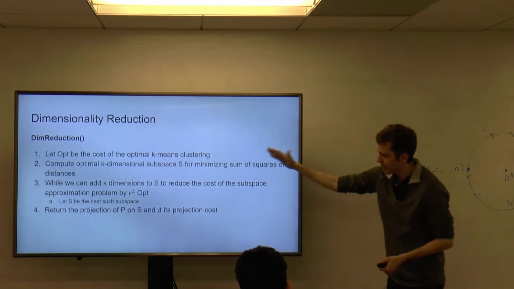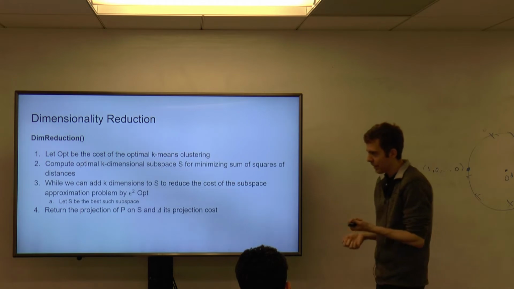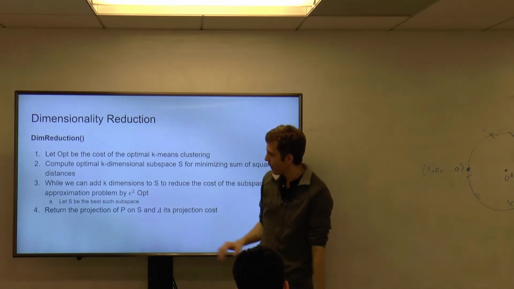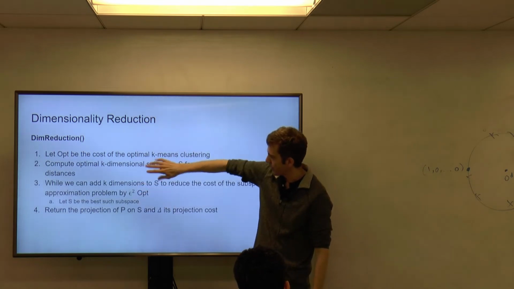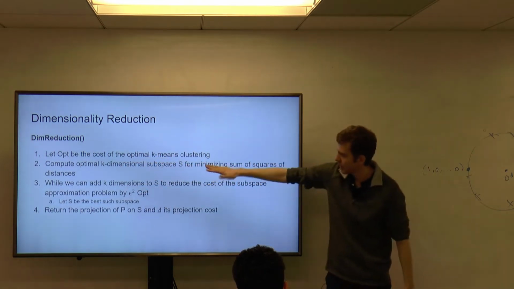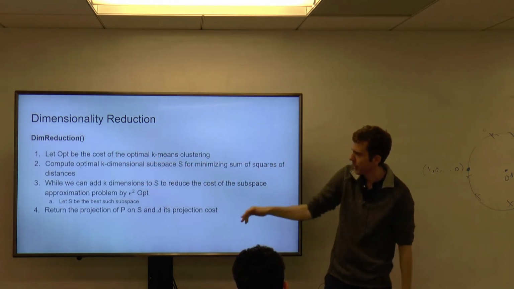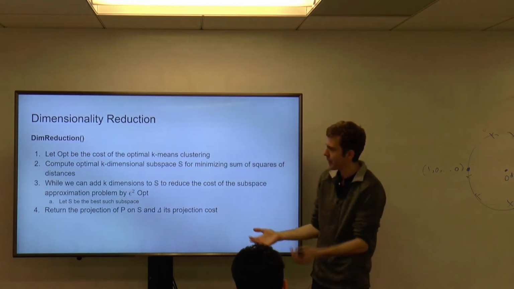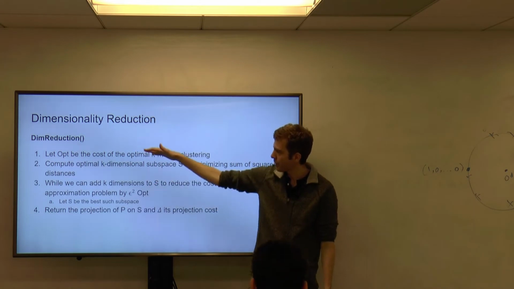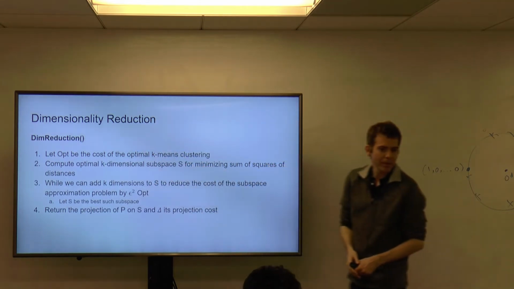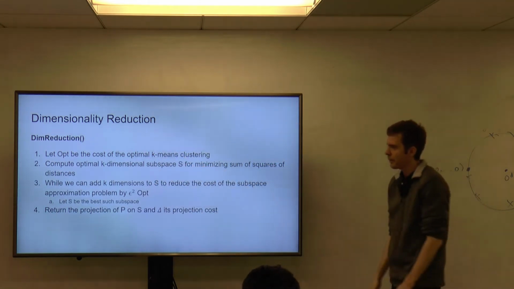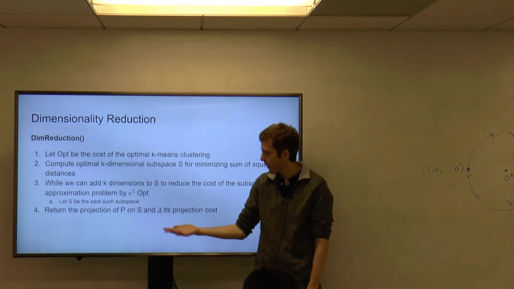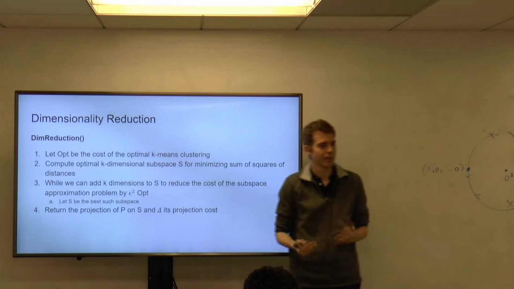I start off with the space S, and if I want to make this an efficient algorithm, I can make this opt equal to the SVD cost, the cost of the best k-dimensional space S. If I just want to describe an existential algorithm, I can let it be the potentially larger k-means opt. So all I'm doing is adding k dimensions until I can no longer find k dimensions which reduce the cost by epsilon squared opt.